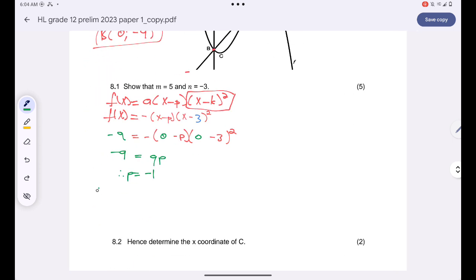So therefore, the graph can be written as f(x) = -(x + 1)(x - 3)², with a negative outside the bracket because a is -1. Why?